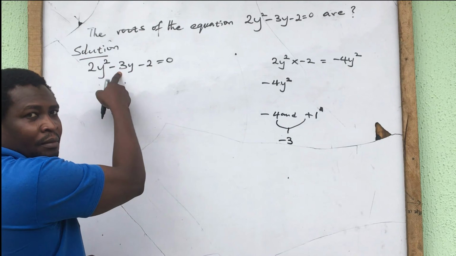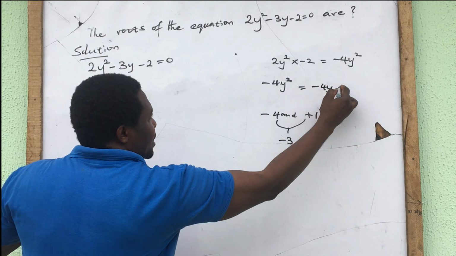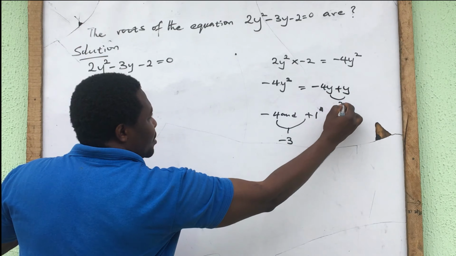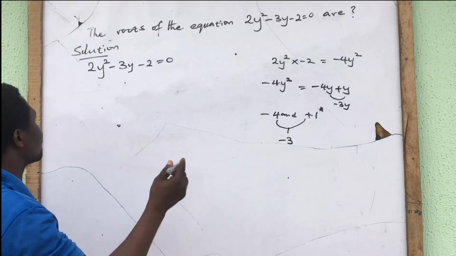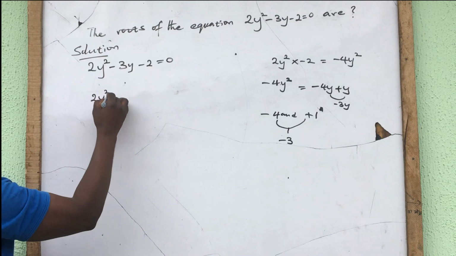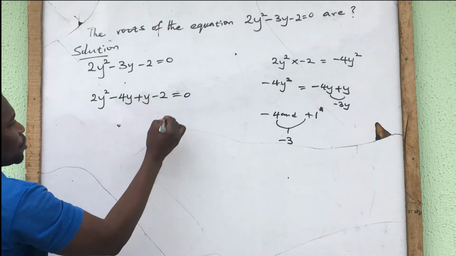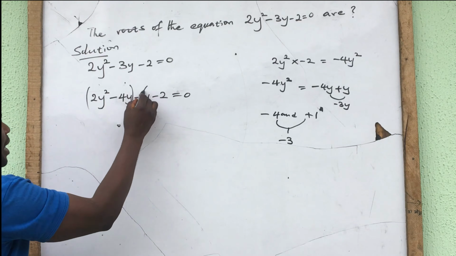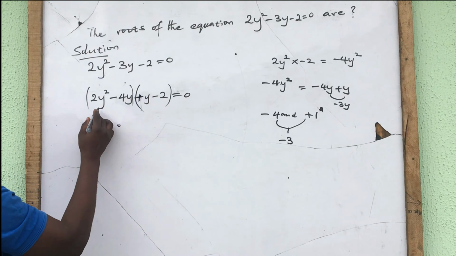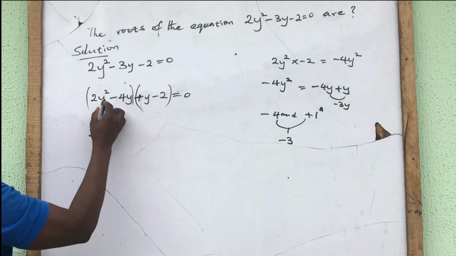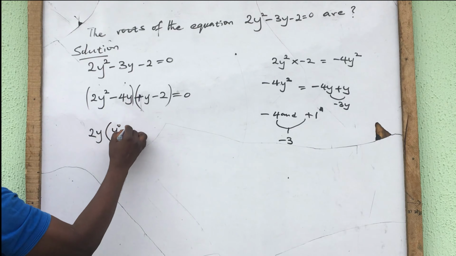So I'm having minus 4y plus 1y, giving me minus 3y. That's what I'm going to use to substitute for minus 3y. So this is 2y squared minus 4y plus 1y minus 2 equals 0. Now it's very easy. I can easily factor out. This is 2y here, then what remains is y, then minus 2.